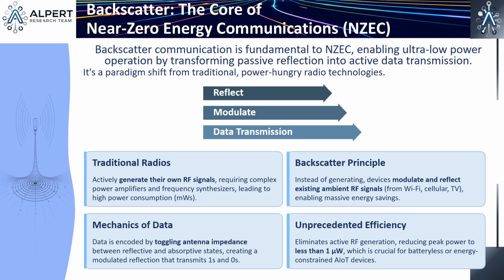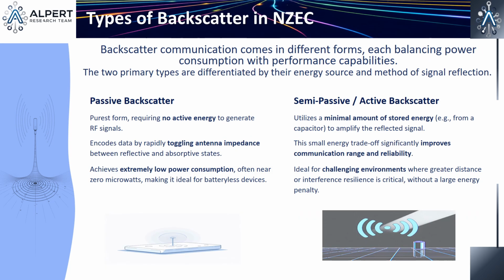So what is it doing differently from a normal radio? A traditional radio is incredibly power hungry because it has to generate its own radio wave from scratch. It needs power amplifiers, frequency synthesizers. It's complex. Backscatter is the opposite. It's fundamentally passive. It doesn't generate its own signal. It simply modulates and reflects RF signals that are already in the air, from a TV station, a Wi-Fi router, a cell tower. It's borrowing the power in a carrier wave that's all around us, and that's what makes it orders of magnitude more efficient. And there are a couple of different flavors of backscatter, right?